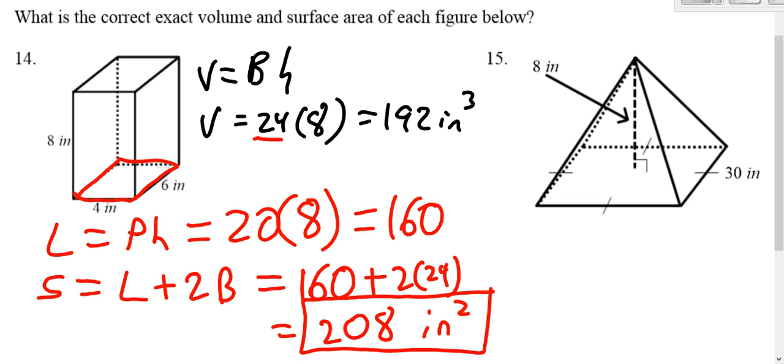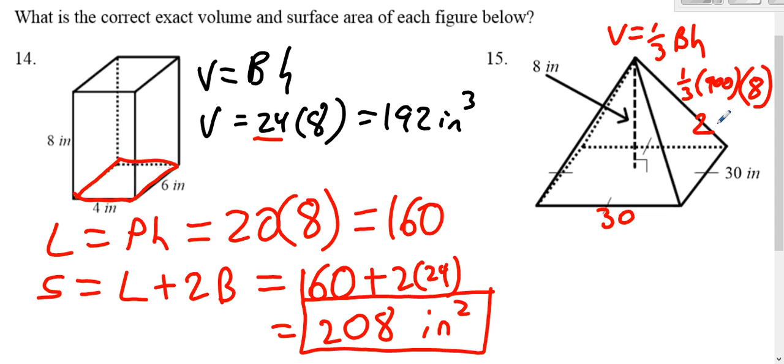So for a pyramid, it's almost the same calculations, except volume is 1/3 area of the base times height. So area of the base, these are all 30, so we do 30 times 30 for the area of the base, that's 900. Times the height is 8. The volume then is 2,400. So the volume is 2,400 cubic inches.